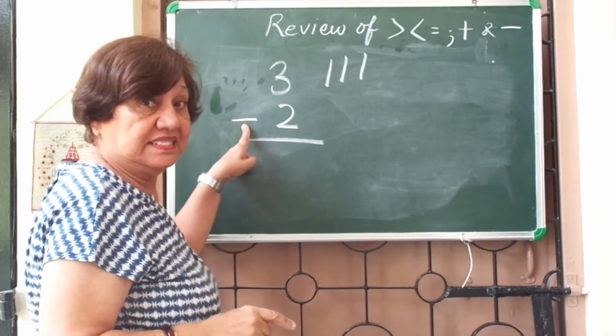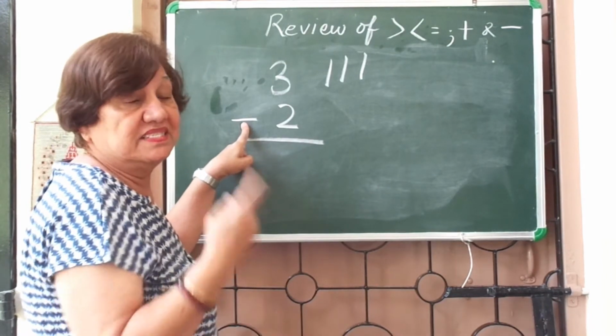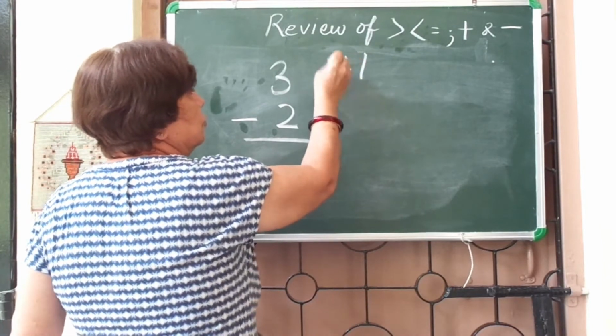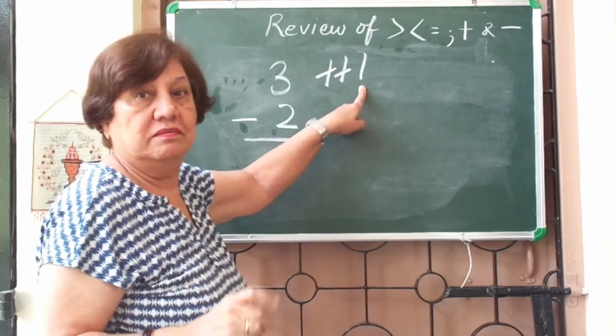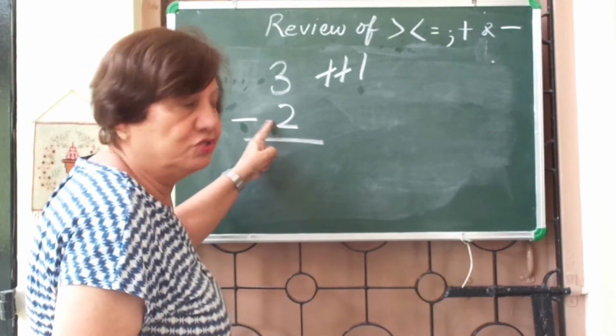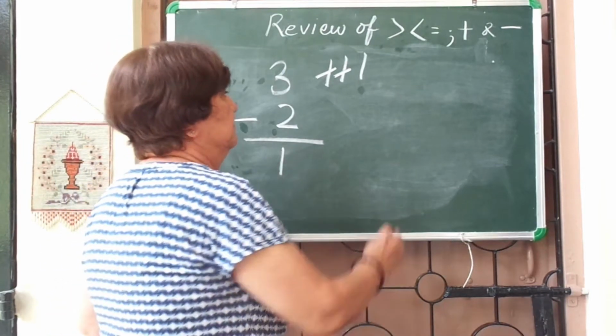What sign is this? Take away. Minus. How many am I going to minus or take away? 2. So I am taking away 1, 2. How many are left? Just 1. Where will I write 1? I'll write it under 2. So here's 1. We'll do another sum.